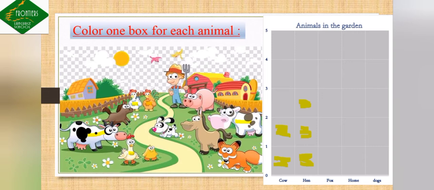And then how many foxes do I have here? Let's color and count. Perfect. I have 1 fox. So I will color 1 box for 1 fox. And then how many horses do I have? Let's count. 1 and 2. So I will color 2 boxes for 2 horses. And then how many dogs do I have here? Perfect. I have just 1 dog. So I will color 1 box.